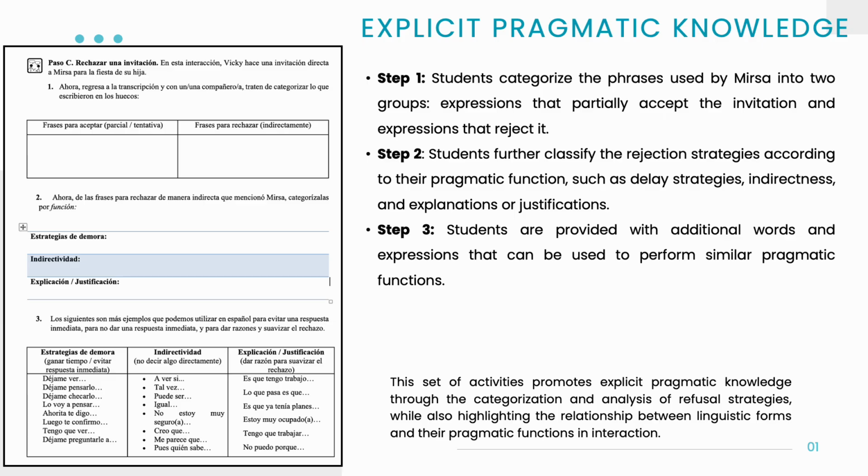So in the first activity, students have to categorize the phrases into phrases that the interlocutor used to accept, or phrases that the interlocutor used to reject the invitation. Then from the phrases that she used to indirectly reject the invitation, they have to categorize those phrases into strategies to delay the answer, indirectness, and explanation or justification. And then in the last activity, they are provided with additional words and expressions that can be used to perform similar pragmatical situations.